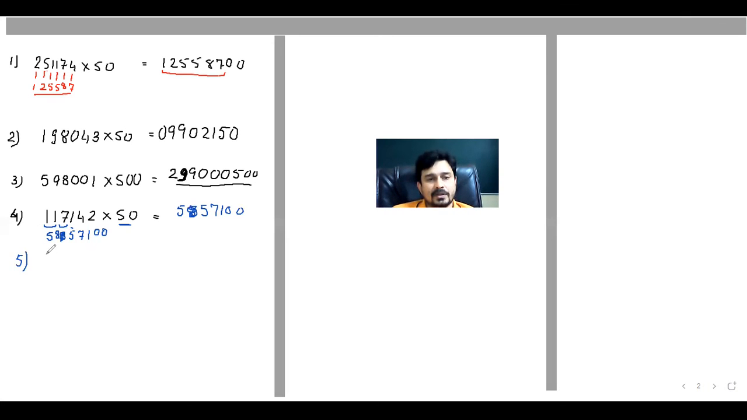Okay, let us solve this question once again. This is 11 divided by 2 is 5, 1 remaining, 1 and 7 becomes 17. Divided by 2 is 8, again 1 remaining, 1 and 1 becomes 11, 11 by 2 is 5, again 1 and 4 becomes 14, 14 divided by 2 is 7, 2 divided by 2 is 1, followed by 2 zeros. Correct?